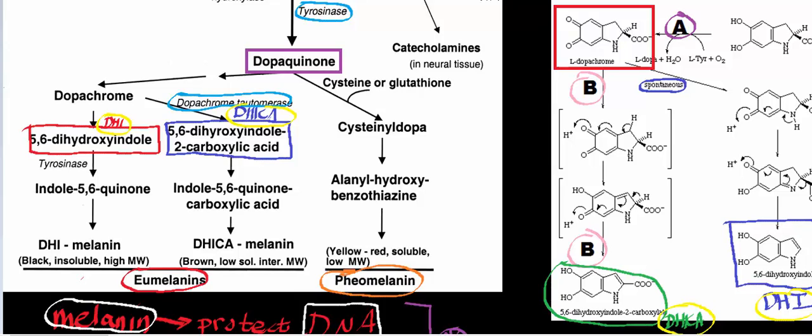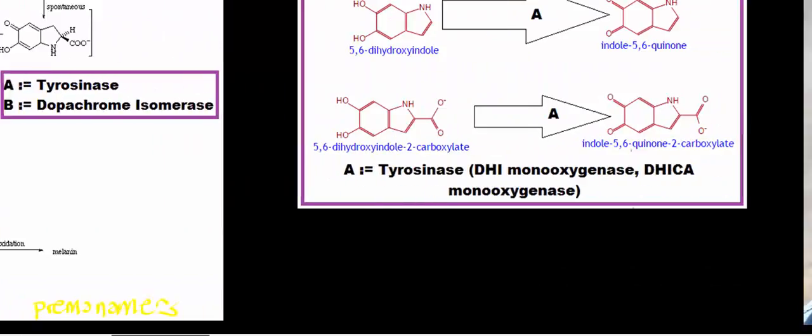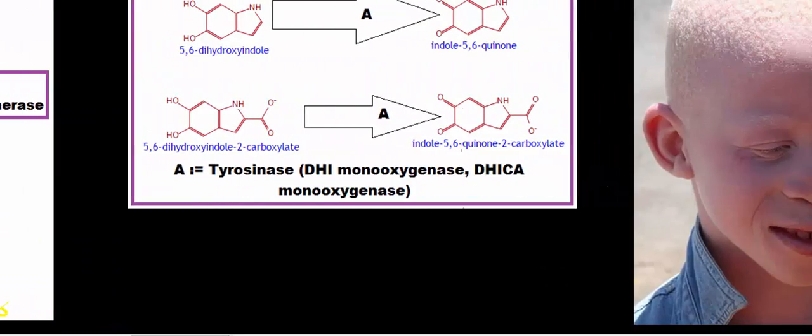Now, also what we can show, and let me copy and paste this. This enzyme right here is tyrosinase. Tyrosinase has other activities as well. What it can actually do is oxidize dihydroxyindole into indole 5,6-quinone, and it can oxidize 5,6-dihydroxyindole carboxylic acid into indole 5,6-quinone carboxylic acid. Let me show you that reaction very quickly. So that's what this reaction is right here.